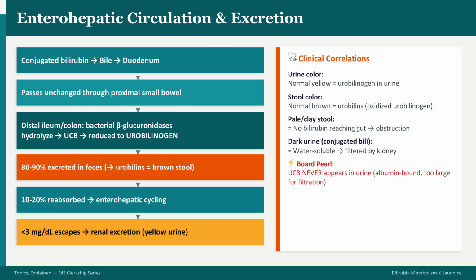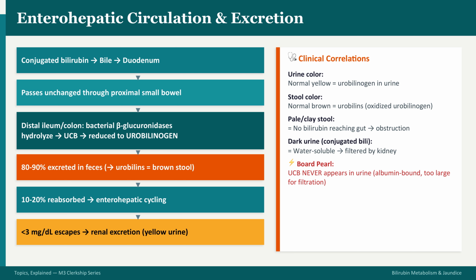Once conjugated bilirubin is excreted into bile, it drains into the duodenum and passes unchanged through the proximal small bowel. It's too polar and hydrophilic to be reabsorbed by intestinal mucosa. When it reaches the distal ileum and colon, bacterial beta-glucuronidases hydrolyze it back to unconjugated bilirubin, which is then reduced by gut flora into a group of colorless compounds called urobilinogens. About 80 to 90% of these products are excreted in feces where they're oxidized to urobilins. That's what gives stool its brown color.